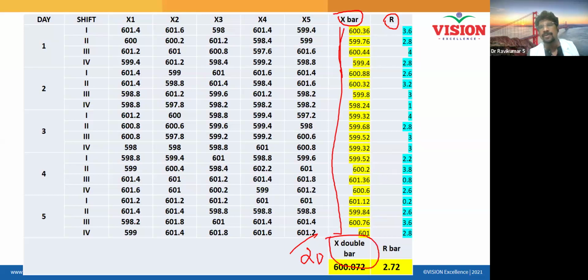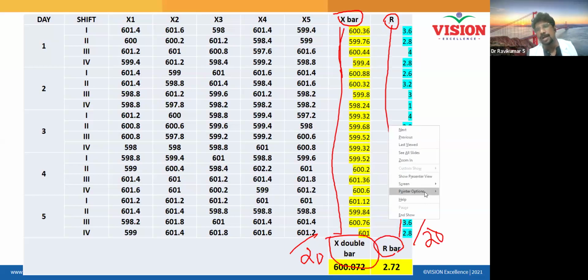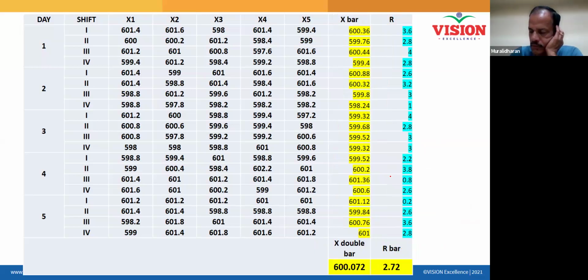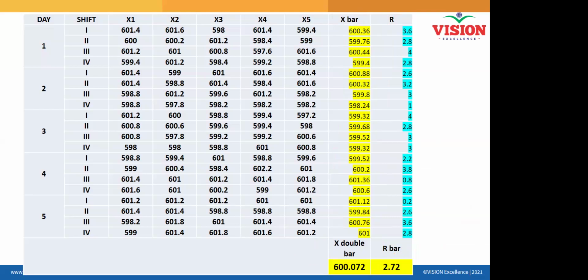Here we are having only the range. So what we are going to do is add all the 20 ranges and divide by 20. And then it is called R bar. Are we clear, guys, how to calculate X bar, R bar, and X double bar? Are we clear? Give me a yes or no.